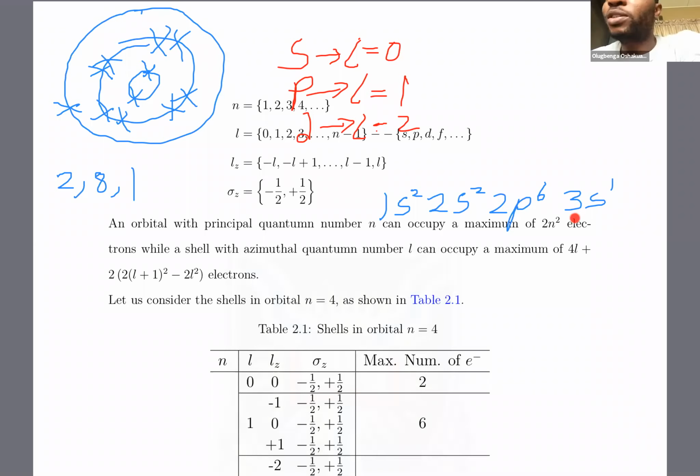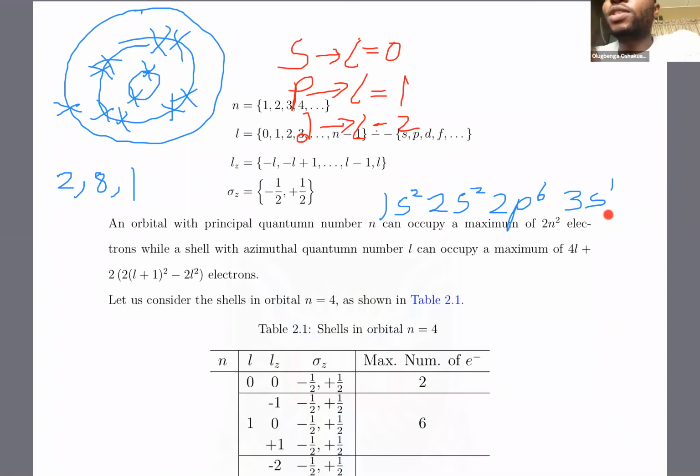But when we move to the third principal quantum number, we can have azimuthal quantum numbers 0, 1, and 2, and that corresponds to S, P, and D. Right now we are considering sodium. If we are talking about other elements with a large number of electrons, we may need to talk about 3p, 3d. But for sodium, this is where we stop because we've counted 11 electrons.